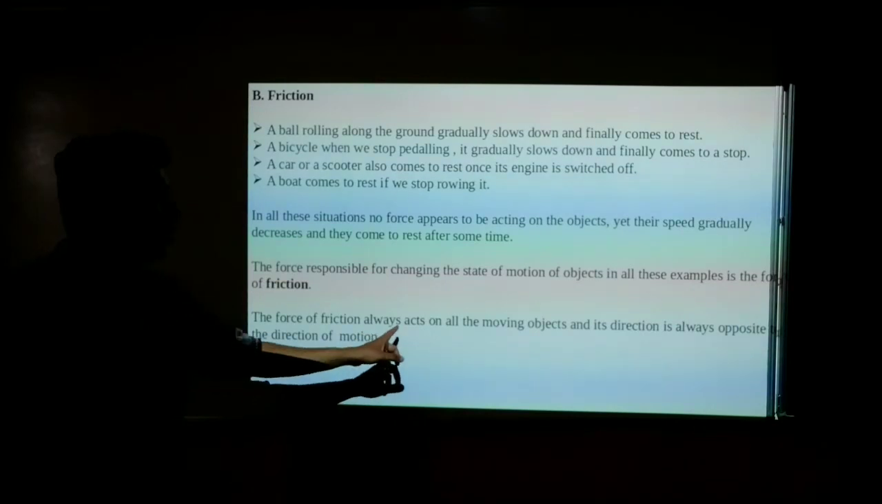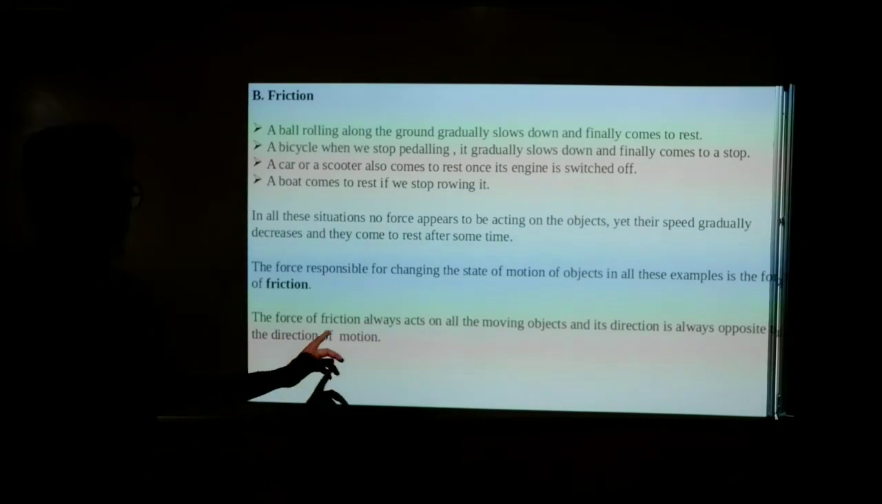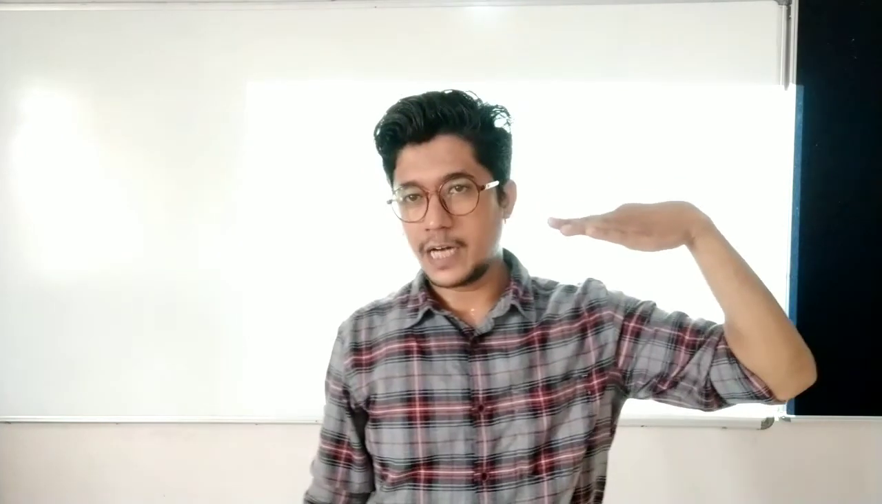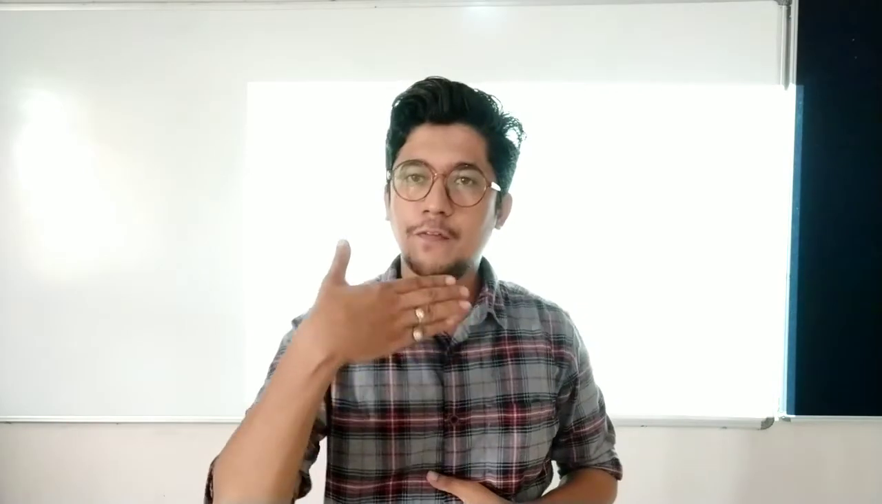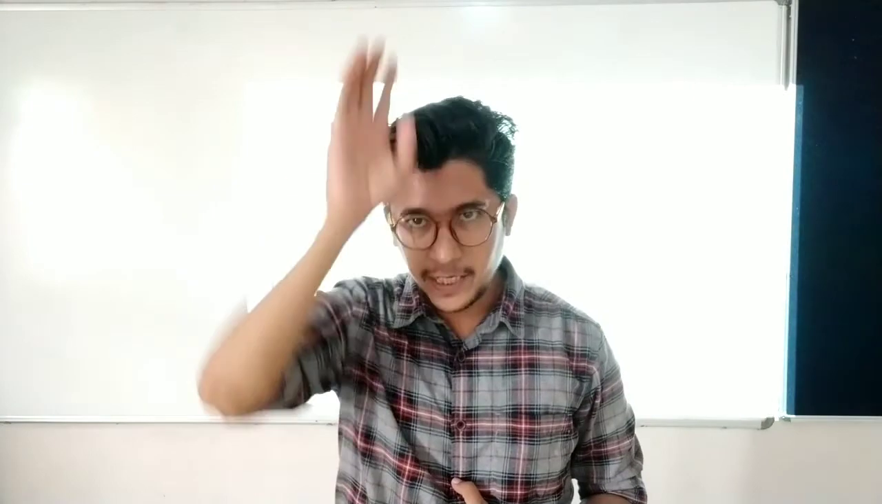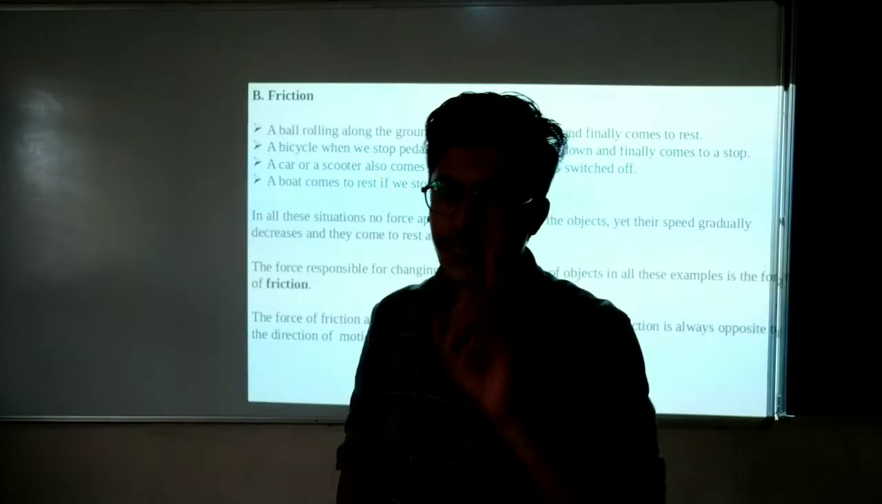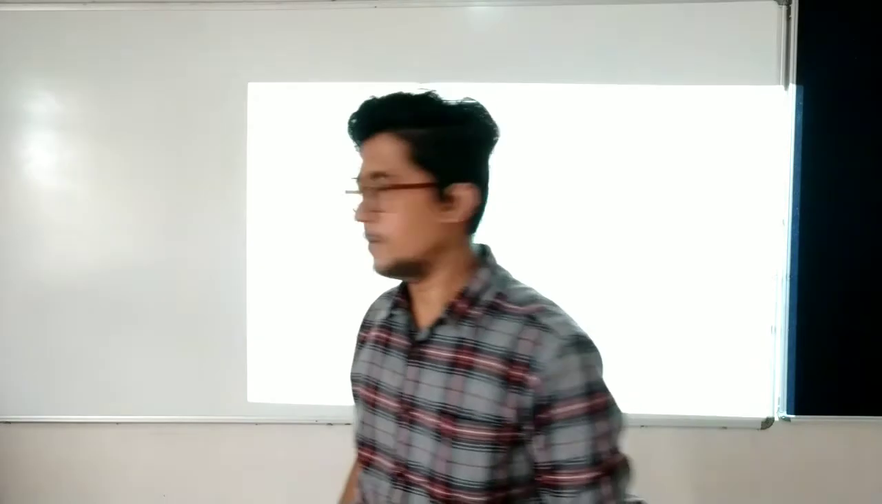The force of friction always acts on the moving object and its direction is always opposite to the direction of motion. If you are riding a bicycle rightwards, then friction will definitely be leftwards. It is opposite to the motion. If you are moving frontwards, friction will be backwards. If you are moving upwards, friction will be downwards. In the same way, if you are going downwards, friction will be upwards. So friction is always opposite to the direction of motion, you have to remember.